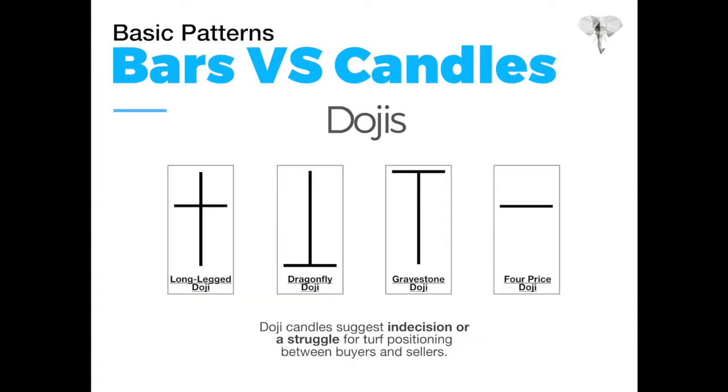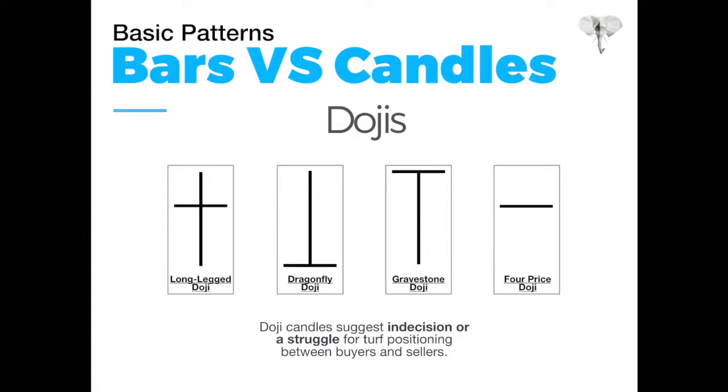And then lastly, we have doji candles. Doji candles are extremely significant because they suggest indecision or struggle in the market between buyers and sellers to the left and to the right. So we've got the long-legged doji, the dragonfly doji, the gravestone doji, and then the four-price doji. The four-price doji is kind of like superior to all of them.